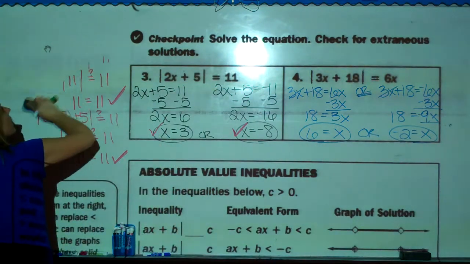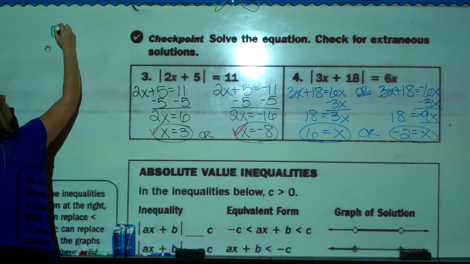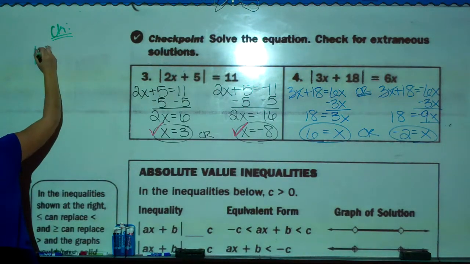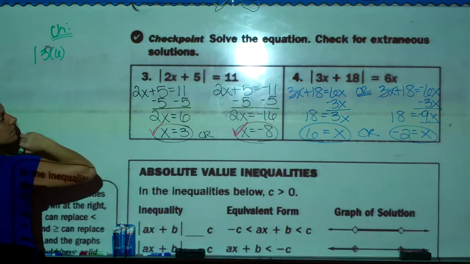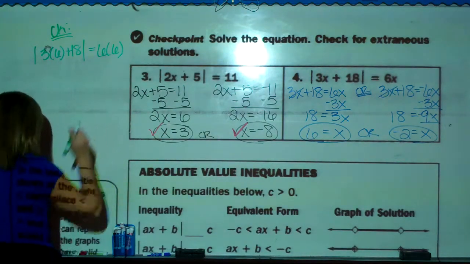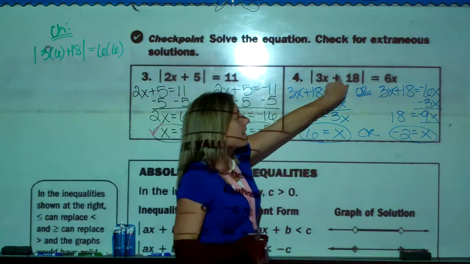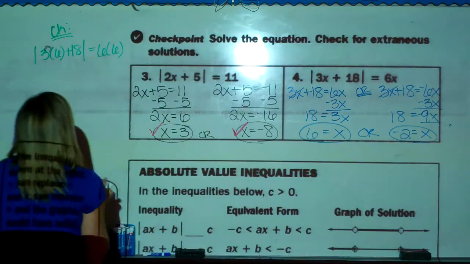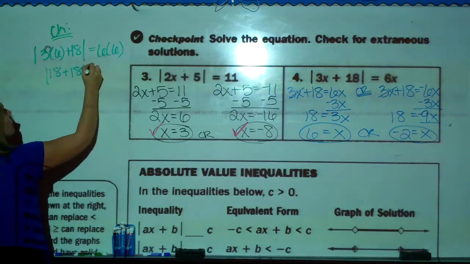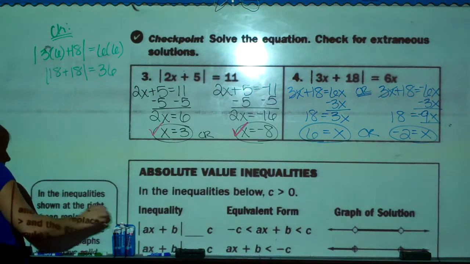Let me erase this check. Okay, so let's check 6 first. So the absolute value of 3 times 6 plus 18 equals 6 times 6. So we're going through and putting in this 6 for that x and for that x. That's the big thing, okay? So then we get 18 plus 18, and we get 36.